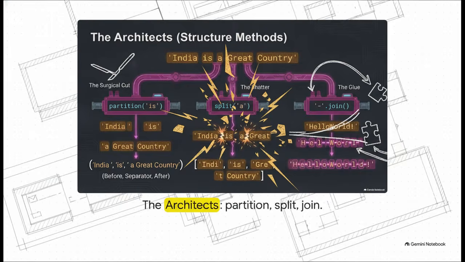And for the heavy structural changes, that's when you call in the architects. These are incredibly powerful for your exams. The split method acts almost like a controlled explosion. It forcefully shatters a single string into a list of separate words. On the flip side, the join method dynamically glues those list components right back together into a single string, using whatever separator you decide to define.